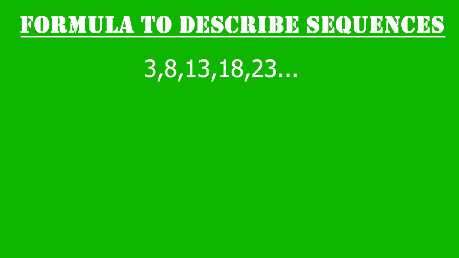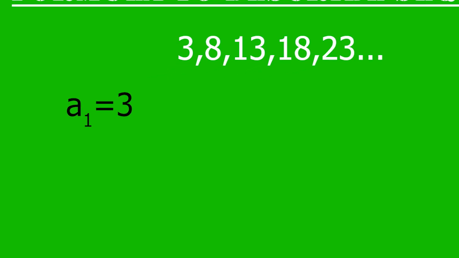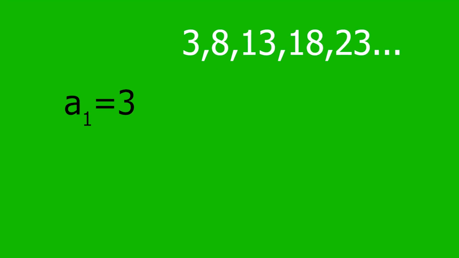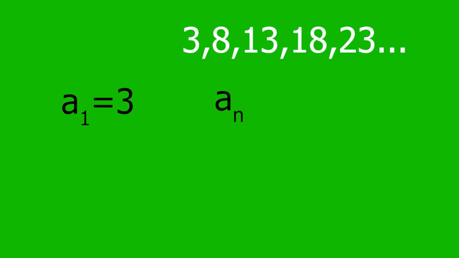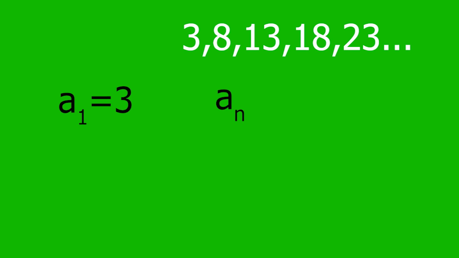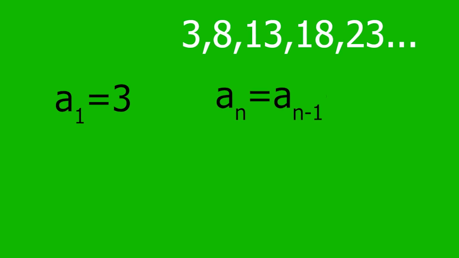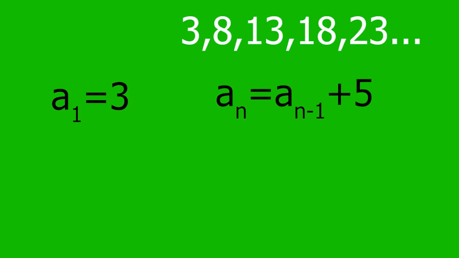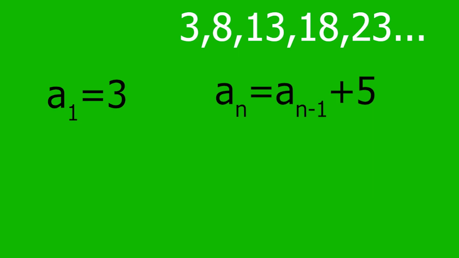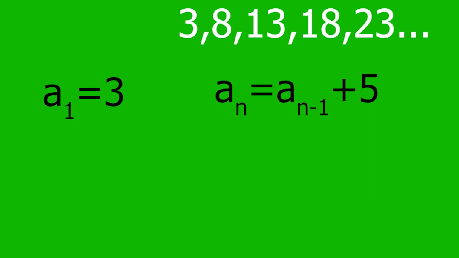We can create a formula to describe the sequence. Let the first term be called A1. I'm going to call the next term in the sequence An, and that will be equal to the previous term, which I'm going to call An minus 1, add 5. It's add 5 because each term in the sequence starting from 3 is adding 5 each time. So 3 plus 5, 8 plus 5, 13 plus 5, and so on and so on.